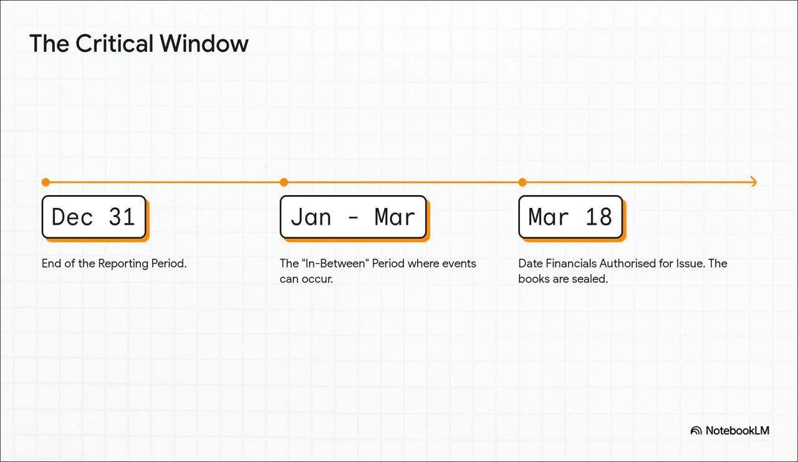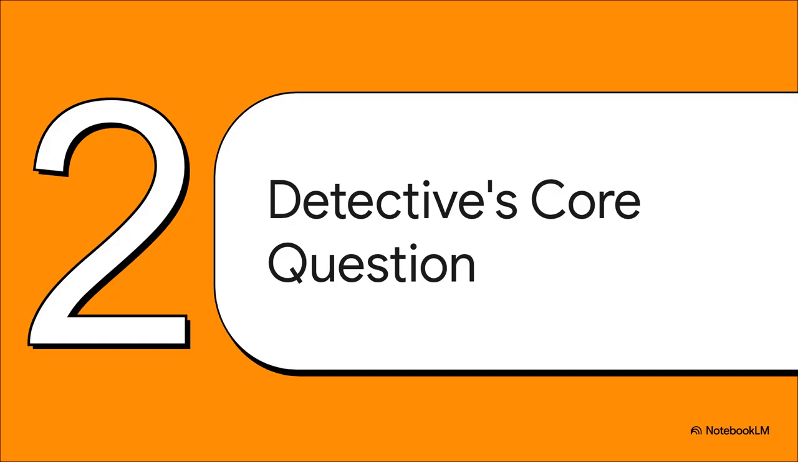And this timeline here is key. The most important part is that end date, March 18th, the date financials are authorized for issue. Now that doesn't mean it's when you, the shareholder, get the report. No. It's the specific day the board of directors gives their final stamp of approval. Once that happens, that's it. The book for last year is officially sealed.